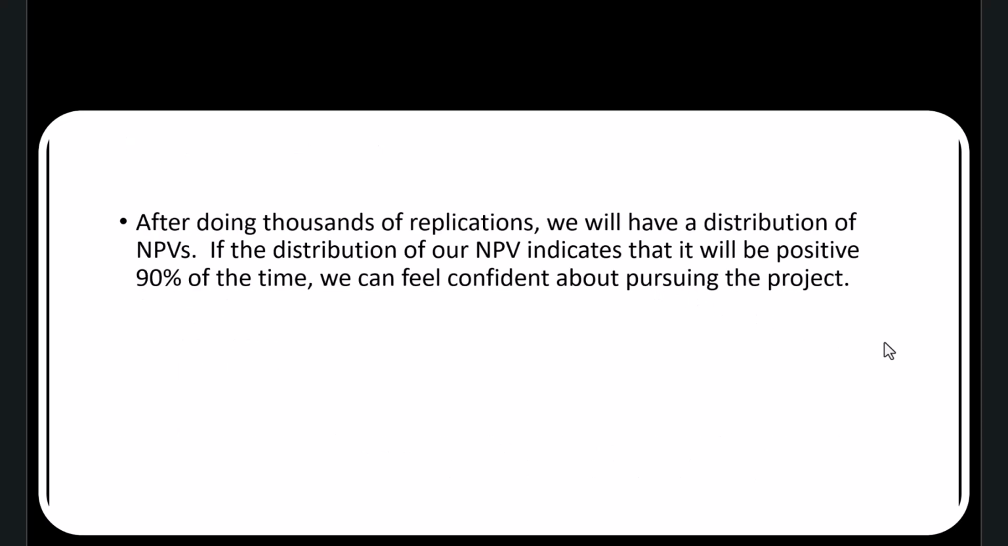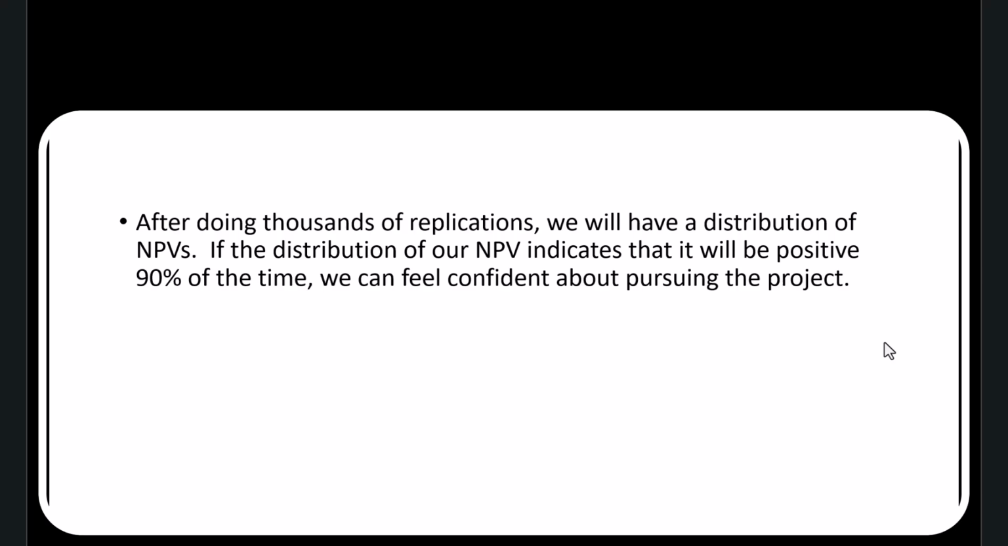And after doing, for example, thousands of replications, we're going to get a distribution of the NPVs. If the distribution of our NPV indicates that, let's say 90% of the time, the NPV is going to be positive, then we can feel fairly confident about pursuing the project. If it turns out to be the case where we only get a positive NPV 35% of the time, then we probably want to forego the project or modify what we're doing and reconsider the investment.